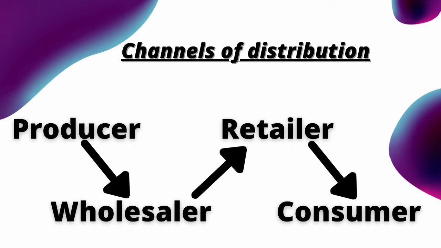Now the retailers sell directly to the consumer. They sell in smaller units to the consumer. So when you go to a shop to buy something, you are the consumer. That shop you are buying from is the retail shop. So that is the channels of distribution.